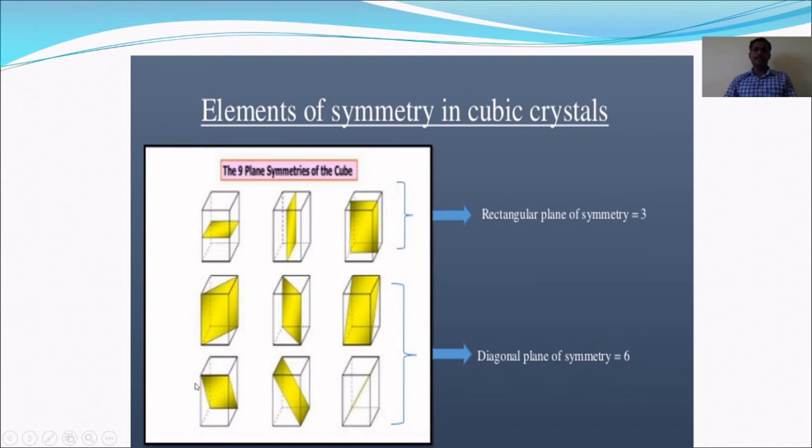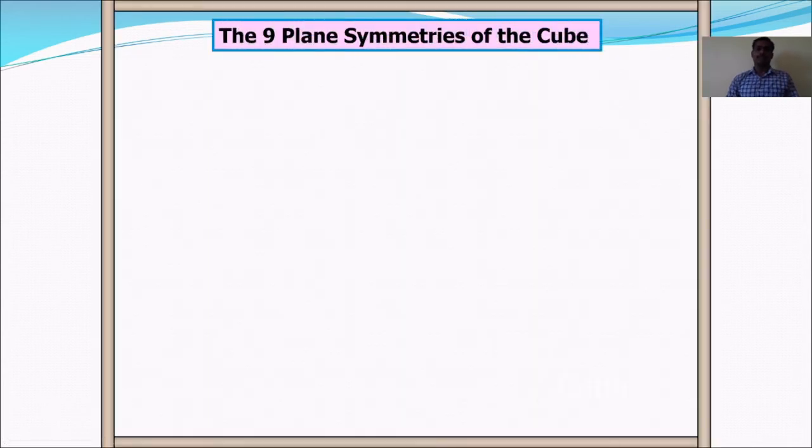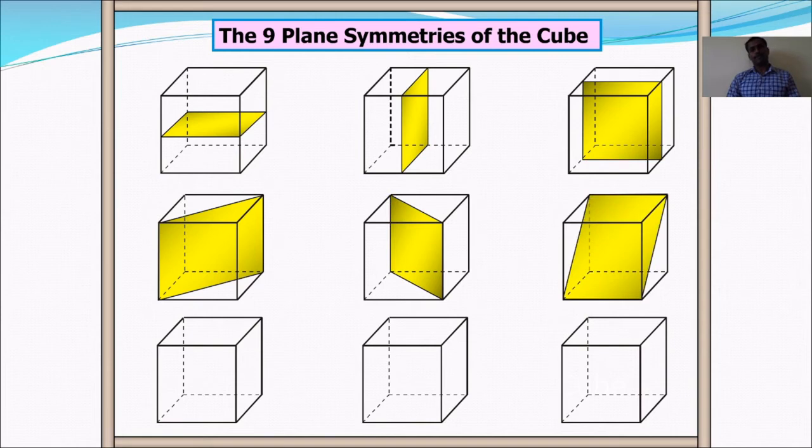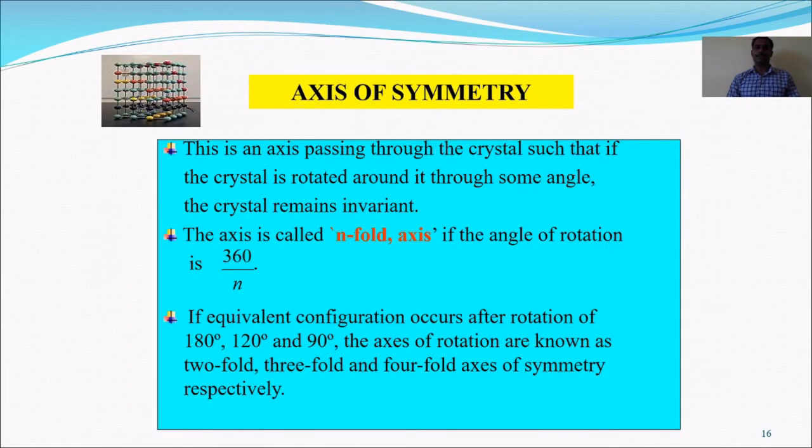Then, the diagonal plane of symmetry. A diagonal plane is placed on the diagonal face of the crystal, and the crystal has 3 directions. Therefore, it has 3 diagonal planes of symmetry. So in total there are 9 planes of symmetry: 3 rectangular, 3 cubical, and 3 diagonal planes of symmetry.